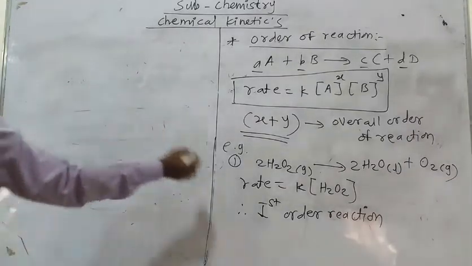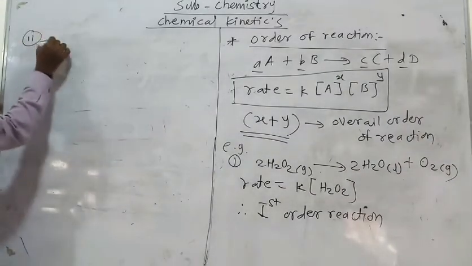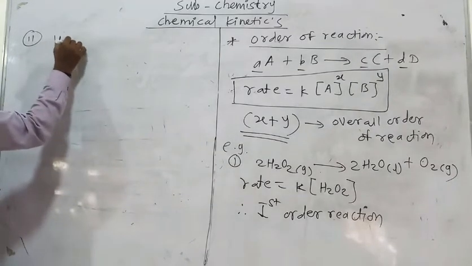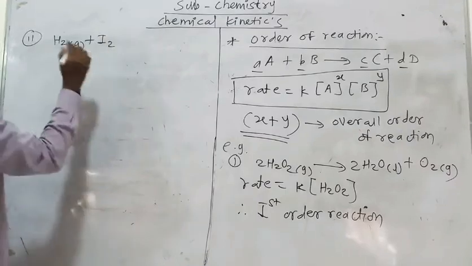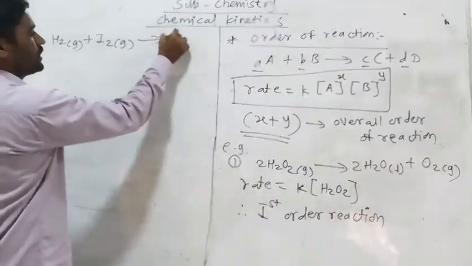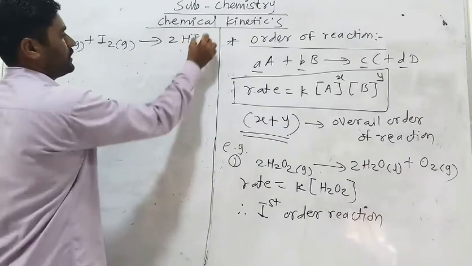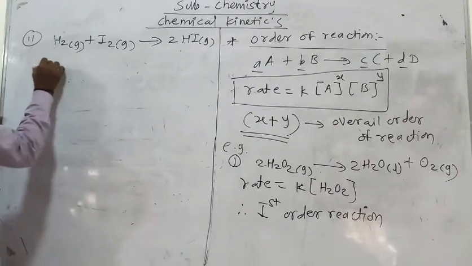If we consider another example for the order of reaction, the second example, it is an H2 molecule in gaseous form plus I2, iodine, again in gaseous form. It gives 2 HI, again in gaseous form.